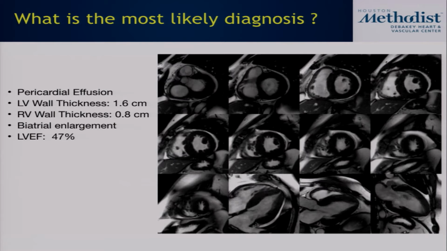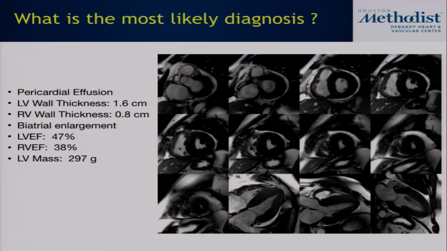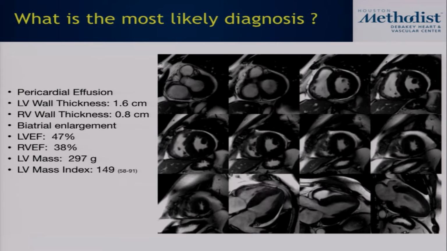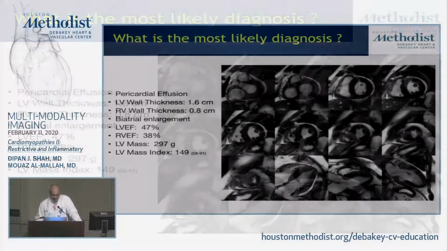There's biatrial enlargement, as you can see on the 4-chamber view in the bottom panel. The LVEF is mildly reduced in this case, as is the RVEF, and the overall LV mass is significantly increased. But just by this, there could be a variety of different things in our differential when we see these findings.